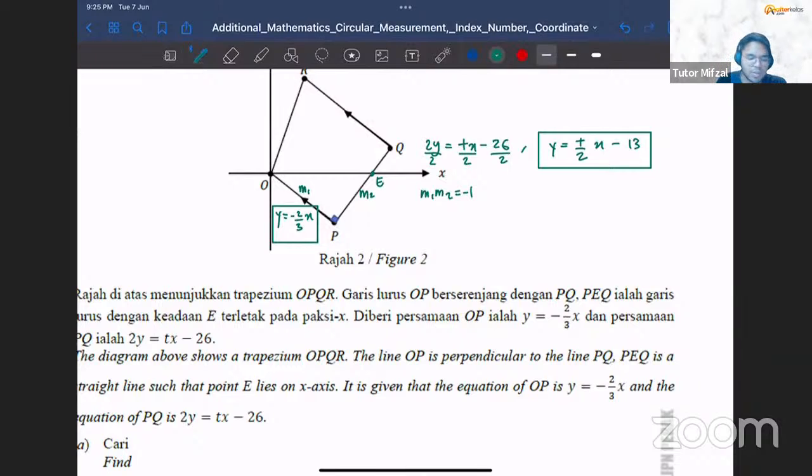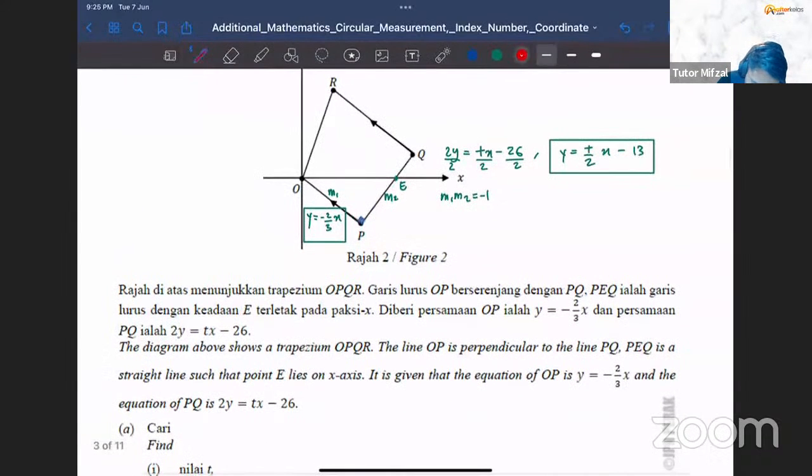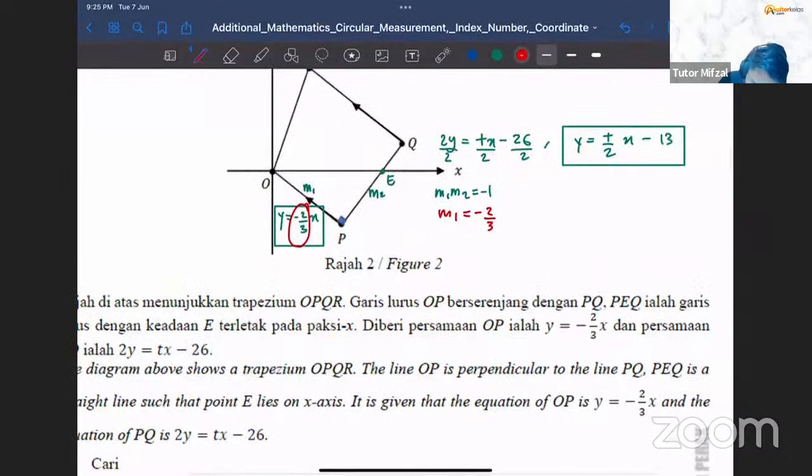Because both of them are perpendicular to one another, 90 degrees, kita boleh guna gradient M1 M2 equivalent to -1. So we know that this is -2 over 3x, M1 is equivalent to -2 over 3. M2 is the thing that we want to find. Substituting, we will get M2 equivalent to 3 over 2.